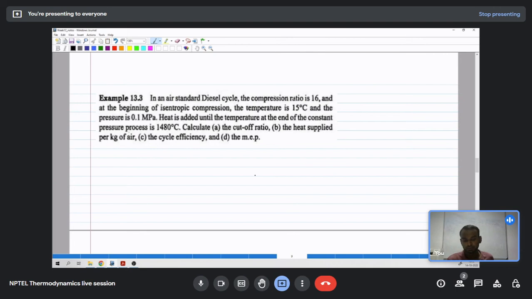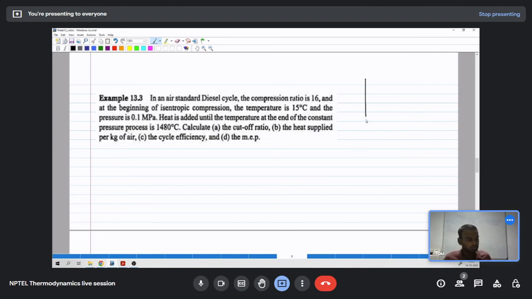We have only 8 minutes left, and I'm not sure if I can complete this problem. I will try. In an air standard diesel cycle, the compression ratio is 16, and at the beginning of isentropic compression, the temperature is 15 degrees Celsius and the pressure is 0.1 megapascal. Heat is added until the temperature at the end of the constant pressure process is 1480 degrees Celsius. Calculate the cutoff ratio, the heat supplied per kg of air, the cycle efficiency and the mean effective pressure.